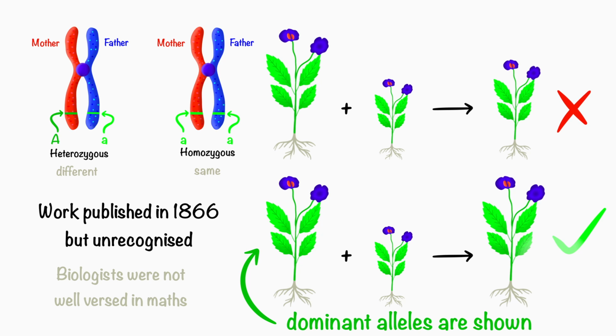Second, his statistical approach to biology was unusual for the time. Most biologists weren't mathematically trained and struggled to understand his numerical analysis. The idea of using maths to study living things was quite revolutionary.